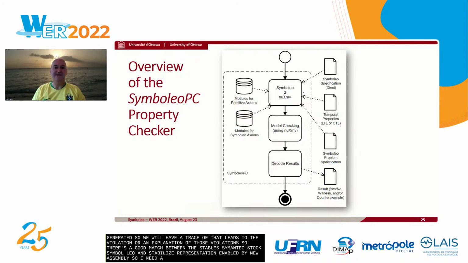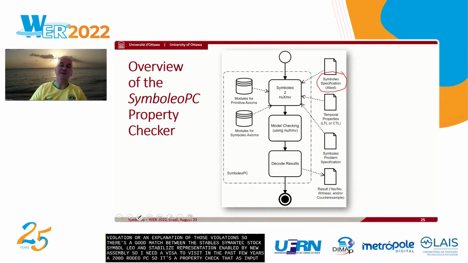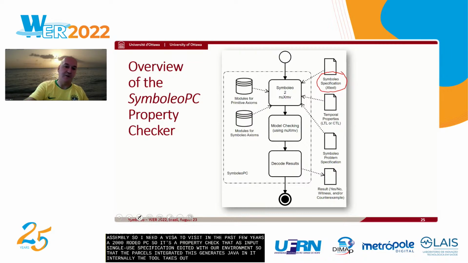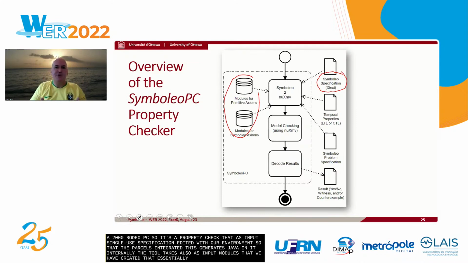So Alireza Parvizi Mosaïed developed in the past few years a tool called Symboleo PC. So it's a property checker that essentially takes as input Symboleo specifications edited with our Xtext environment. So the parser is integrated. This generates Java/EMF objects internally. The tool takes also as input modules that we have created that essentially describe the semantics of the Symboleo language as reusable modules in NuXmv. So we have essentially encoded the language to simplify the generation of the NuXmv representation. So we're just invoking modules that already exist.